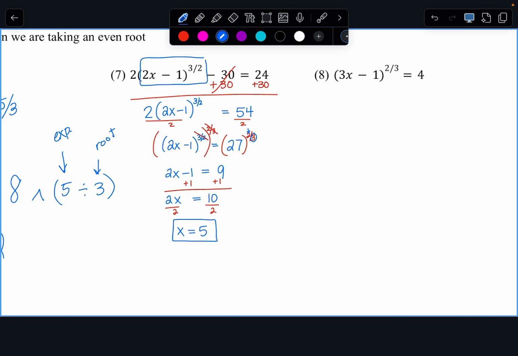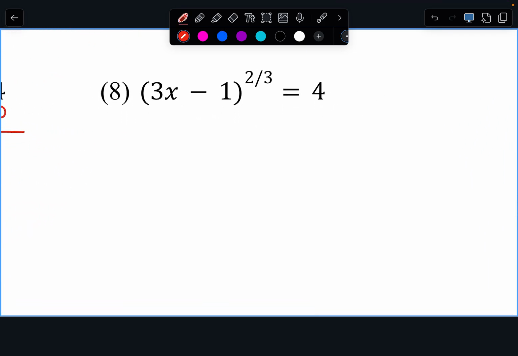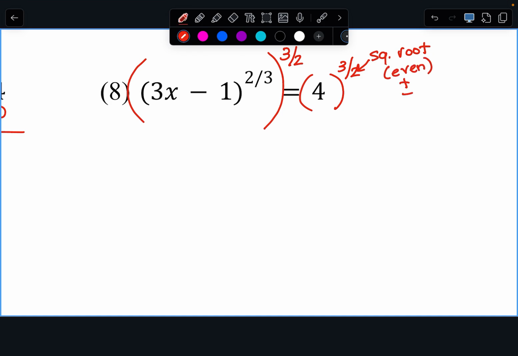Okay, number 8. Same idea. It's already isolated for you. It's already got the messy part with the exponent by itself. We've got to get rid of that exponent, so we're going to do 3 over 2. 3 over 2 means you're doing the square root of that number and then raising it to the third power. Because it's even, this means square root, which means you need your plus or minus. That's the only time you need it. Even, you need plus or minus.